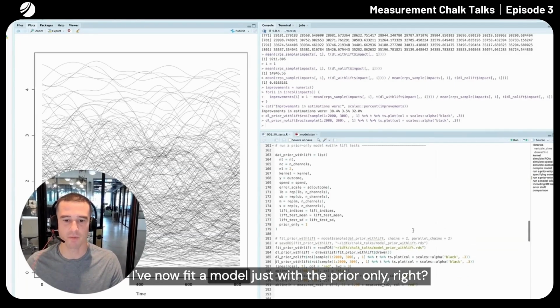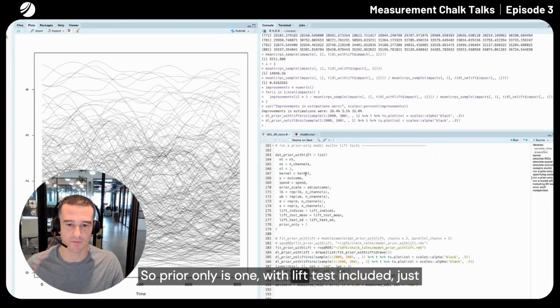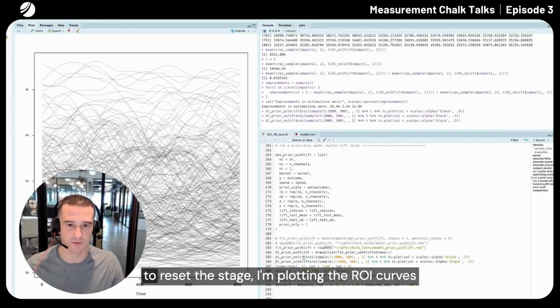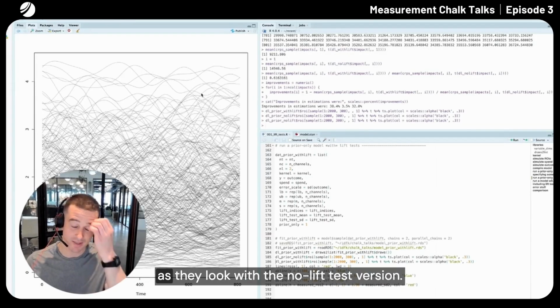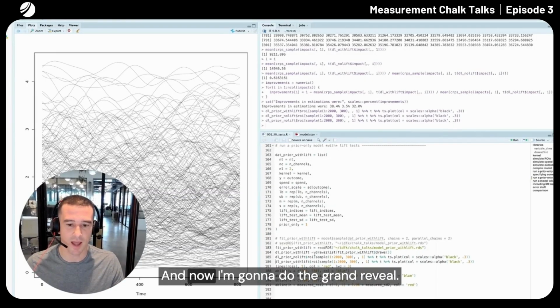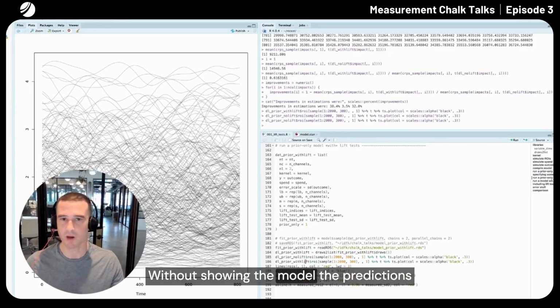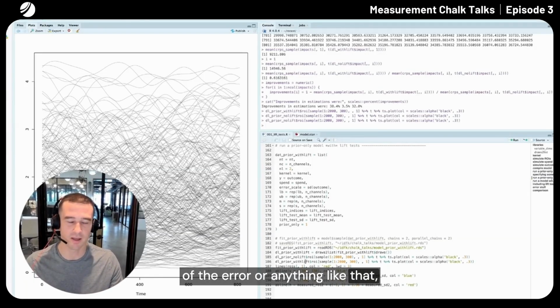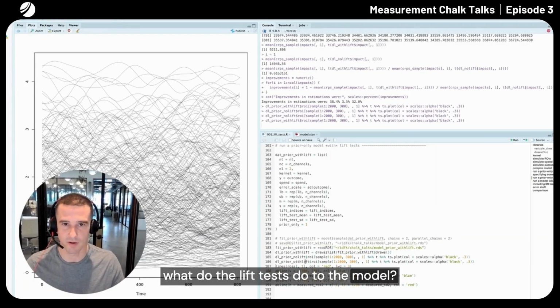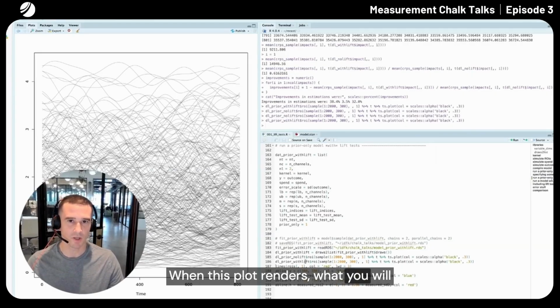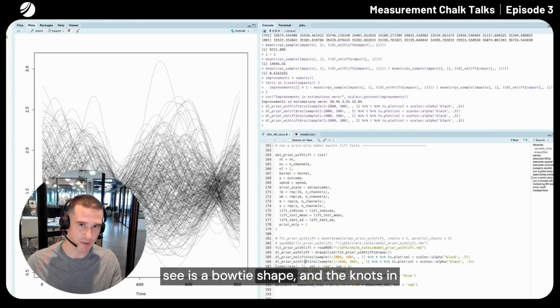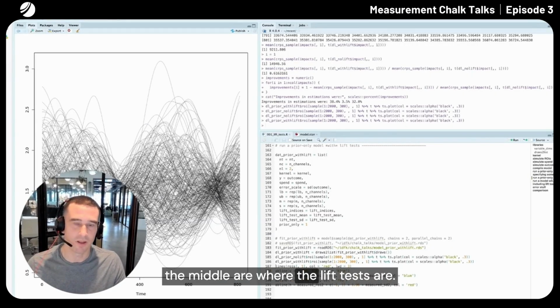I've now fit a model just with the prior only, right? So prior only is 1 with lift tests included. Just to reset the stage, I'm plotting the ROI curves as they look with the no lift test version. And now I'm going to do the grand reveal without showing the model the predictions of the error, anything like that. What do the lift tests do to the model? When this plot renders, what you will see is a bow tie shape. And the knots in the middle are where the lift tests are.